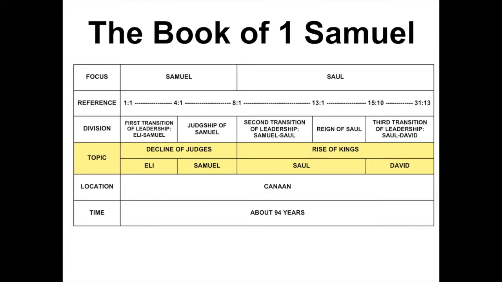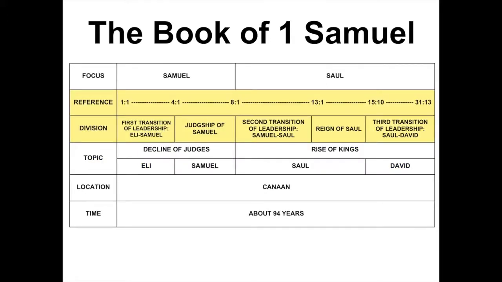Next, we have our reference and division. Again, we notice that through the first 7 chapters up to chapter 8, we have the first transition of leadership in the book, and that's the transition between Eli and Samuel. Eli, the old prophet who sort of raised Samuel, as Samuel was brought to the tabernacle as just a little boy. And really, it's one wonderful story in the first 2 chapters of how Samuel's parents were unable to conceive a child. Samuel's mother cries out to the Lord.